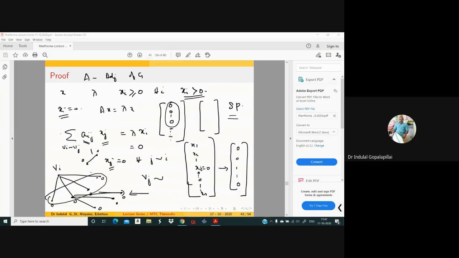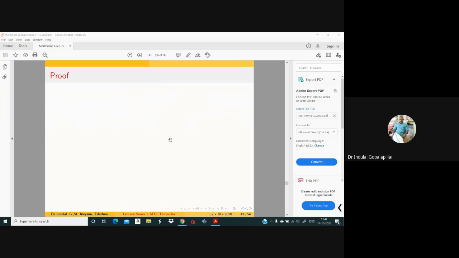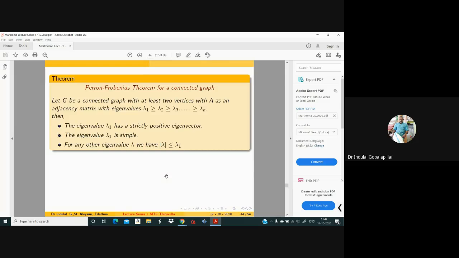Now we are all set to prove the Perron-Frobenius theorem for a connected graph. In the first class, we proved the Perron-Frobenius theorem for a very particular class of graphs, regular graphs. And now we are ready to prove the Perron-Frobenius theorem for connected graphs. Let G be a connected graph with at least two vertices, with A as an adjacency matrix with eigenvalues lambda 1, lambda 2, etc., lambda n.